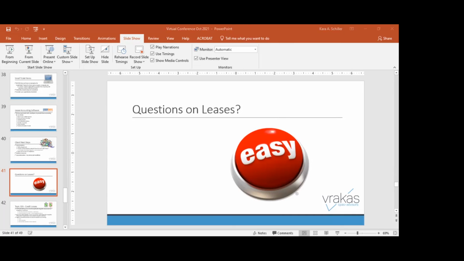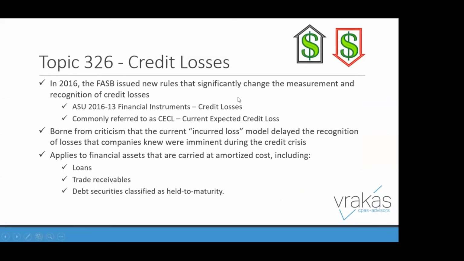Okay, I'm going to go back to the slideshow here. Now that we're done with leases, we're going to move into two other topics that are up and coming. The one that's going to be implemented after leases is topic 326, called credit losses.